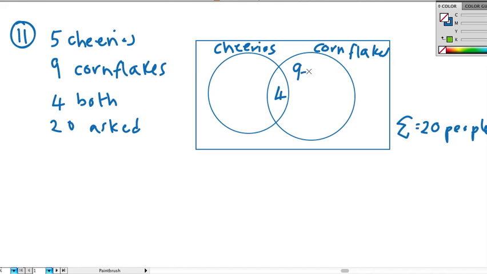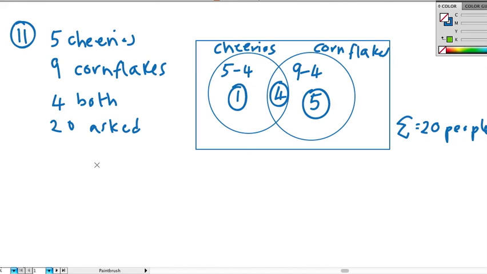Cornflakes, well, we already have the 4, so let's take that away. So 5 people like cornflakes only. These 4 like cornflakes and Cheerios. And over here for Cheerios, we know 5 like Cheerios. Well, 5 is everything in this circle, so we must subtract the 4. 5 minus 4 gives us the 1.